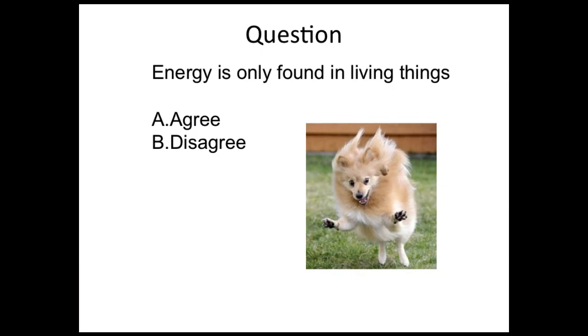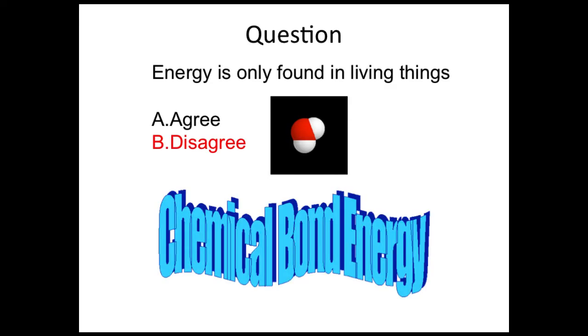Consider this question. Energy is only found in living things. Would you agree or disagree? Pause if you don't want to see the answer yet. Disagree is the answer. Energy is found in chemical bonds, and many chemical bonds don't involve living things at all. We find these chemical bonds in living things, but the chemical bond itself is not a living thing.